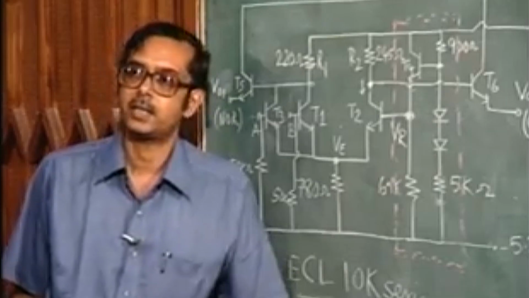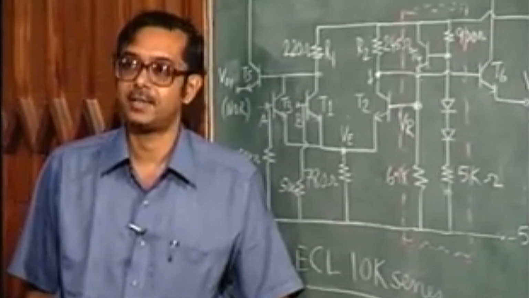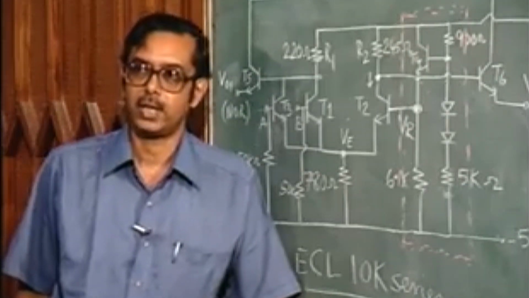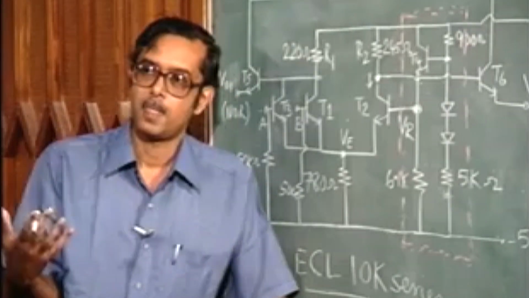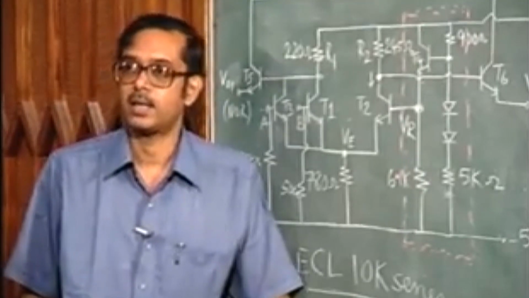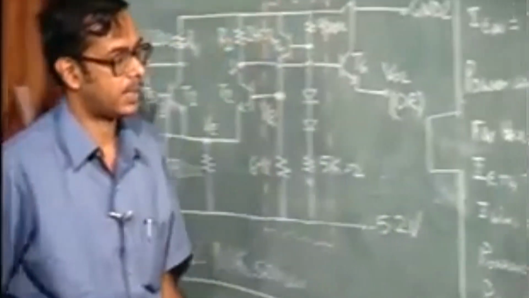The power dissipation is rather high, because the transistors have to be operated in the active region, which means that you cannot restrict the current. So, you have a large current flowing. That is why the power dissipations are rather high. So, you have 24 milliwatts per gate.